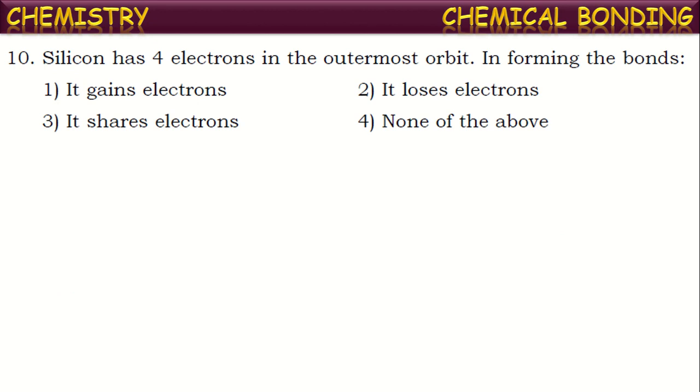Silicon has 4 electrons in the outermost orbit. So how does it participate in the bond formation, as it has 4 valence electrons?